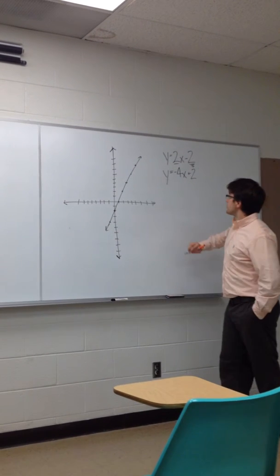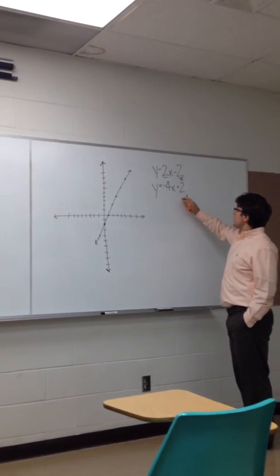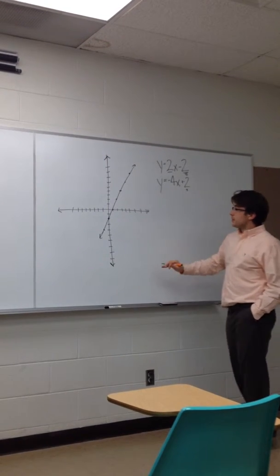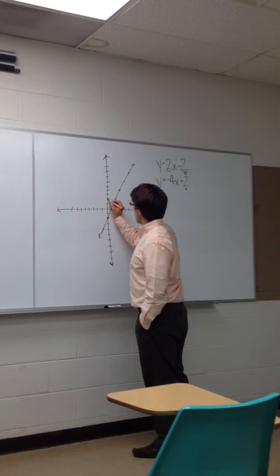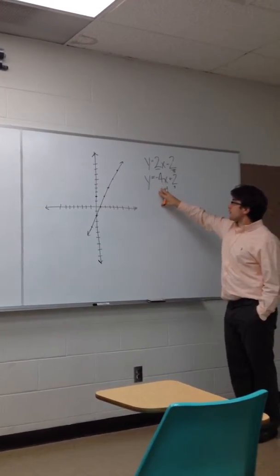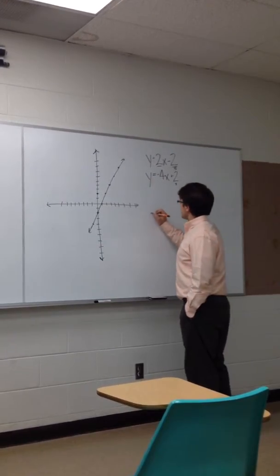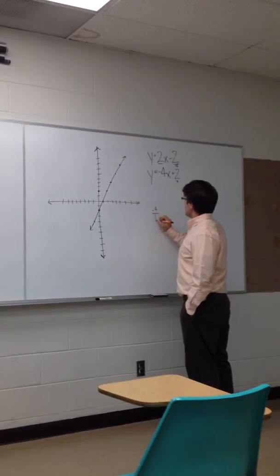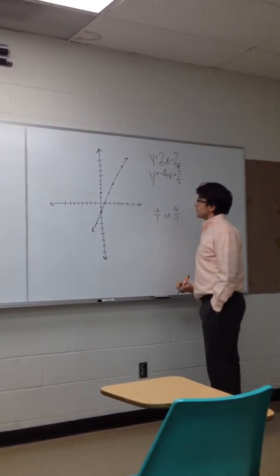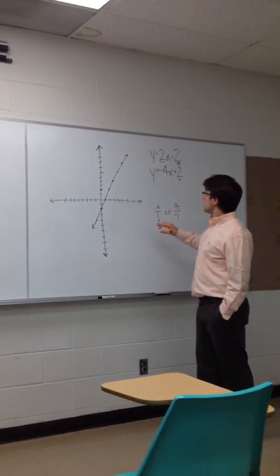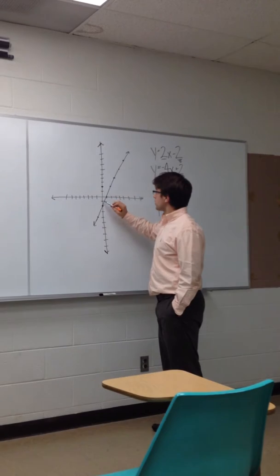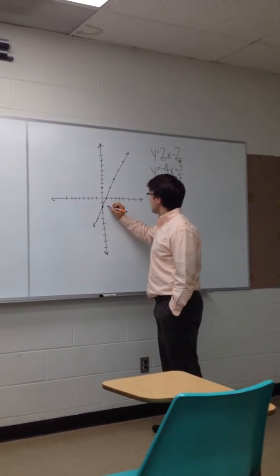Okay, now the second one, the y-intercept is 2. So positive 2. And then the slope is negative 4. So it can be negative 4 over 1 or 4 over negative 1. So we'll do the negative 4 over 1. So we'll go down 4, 1, 2, 3, 4, and to the right 1.